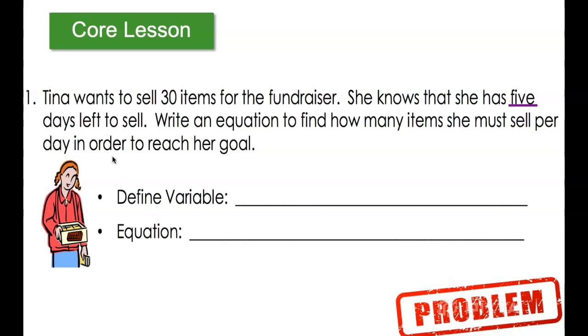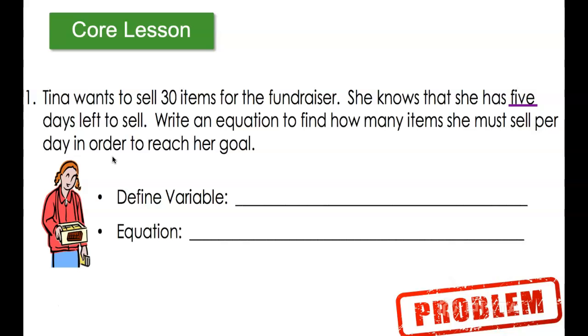At this point, feel free to pause the video and read the problem at your own pace and make sure that you understand the problem. For me, I'm just going to also underline the important details or information in the problem. So for this problem, Tina has 30 items that she wants to sell during a fundraising event, and she only has 5 days to do it. So for that goal, how many items does she have to sell per day?